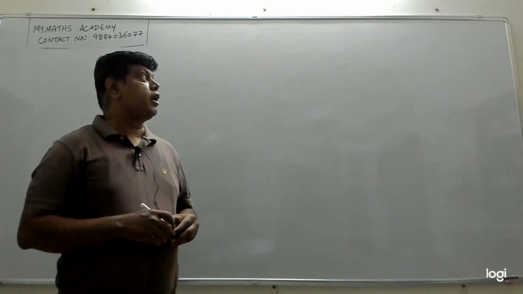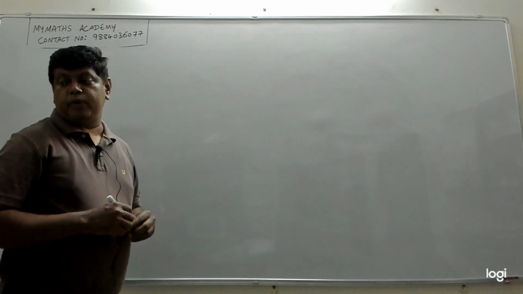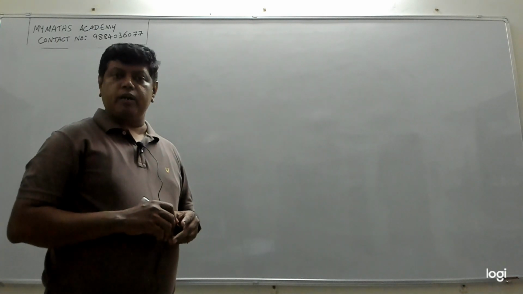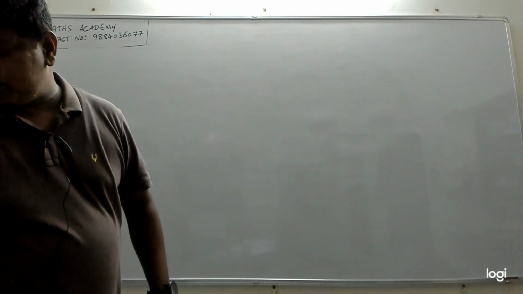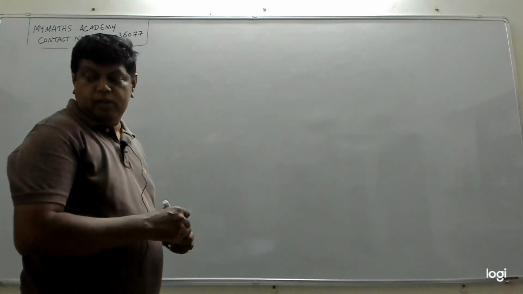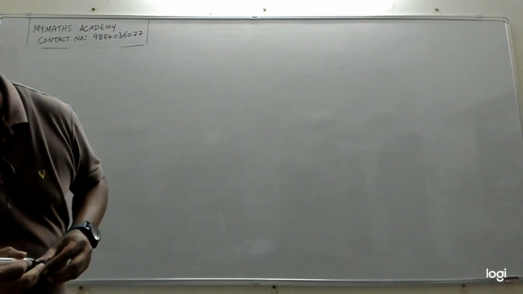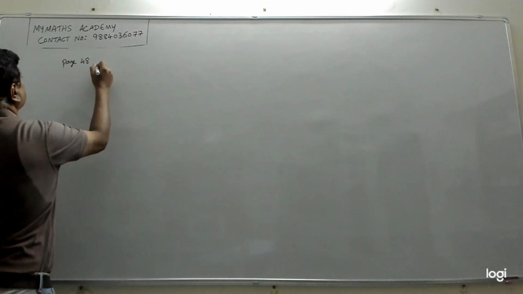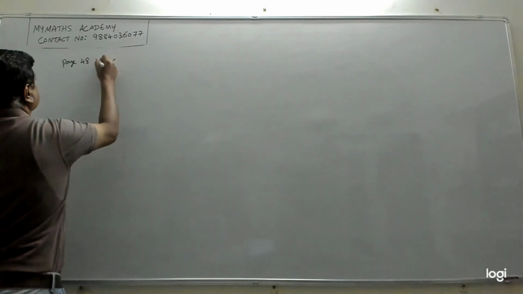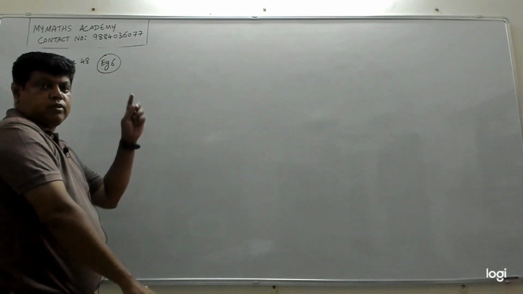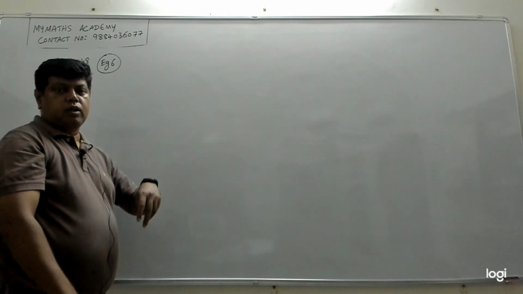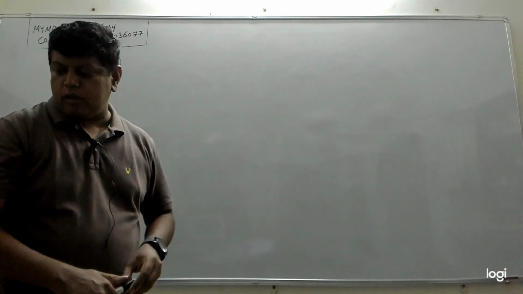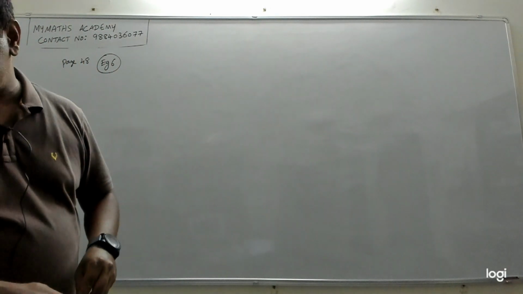In this session, we'll continue on the pair of linear equations in two variables chapter from 10th standard CBSE Maths. So we will continue on example 6 in page number 48. In the last video, I just showed you how to form the equation. We will again reform the equation, and then we will do the graph and we'll find the solution.